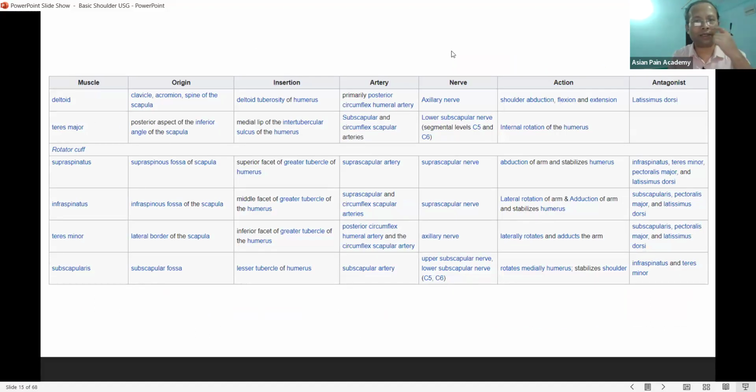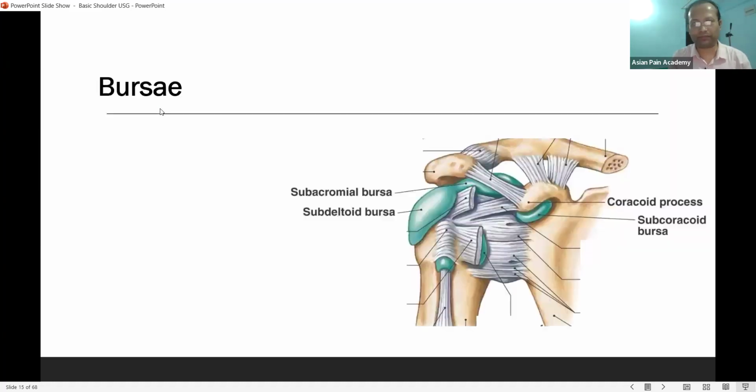Here, one important thing, just for information, about nerve supply: remember that supraspinatus and infraspinatus are supplied by the suprascapular nerve. This is important. Whereas teres minor and deltoid are supplied by the axillary nerve. The subscapular nerve supplies teres major and subscapularis.